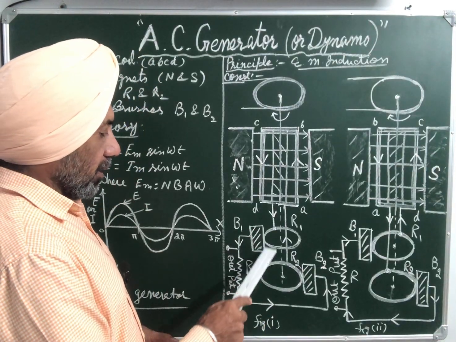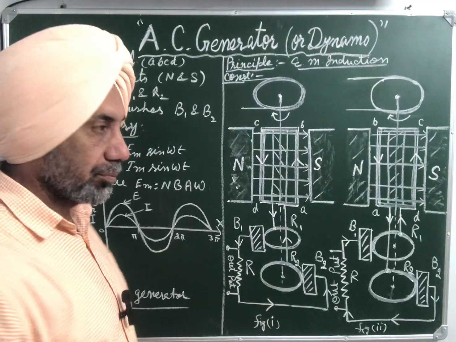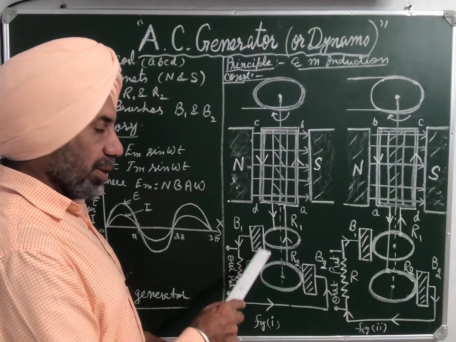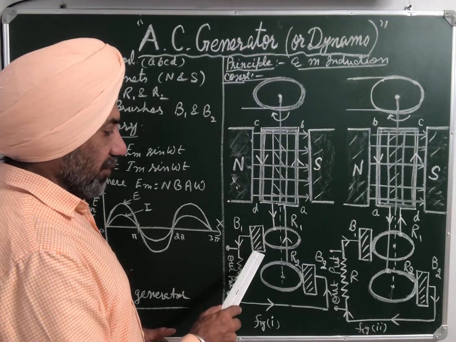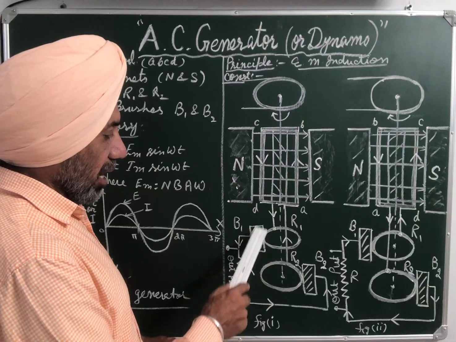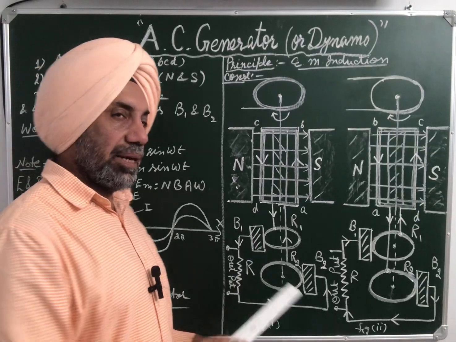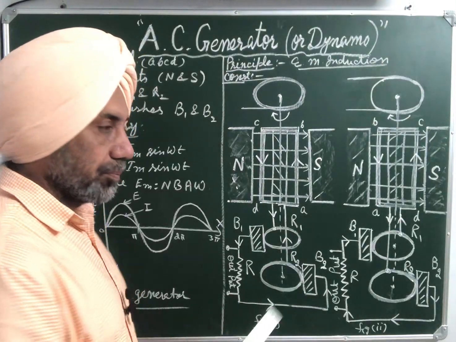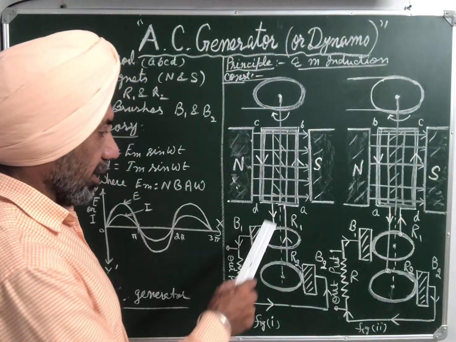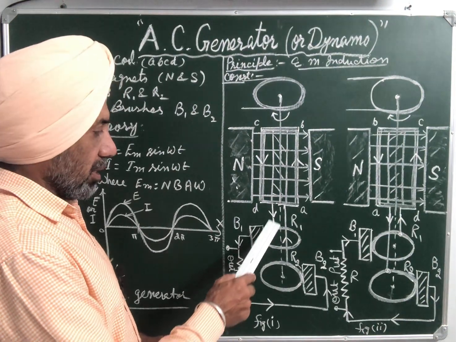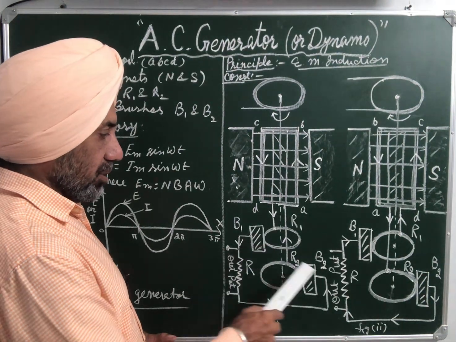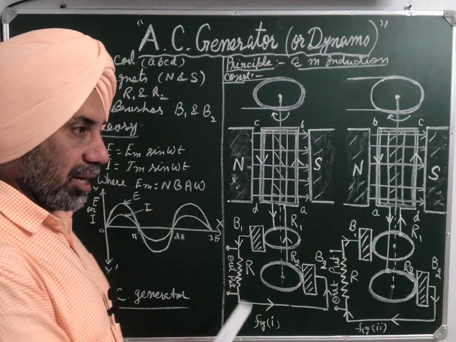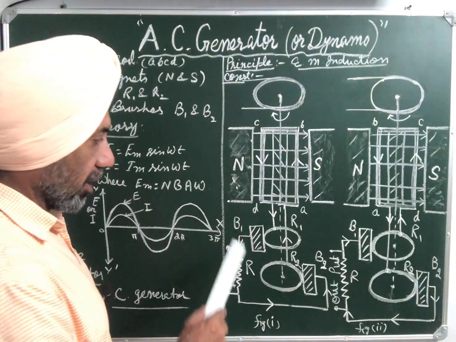Number 3, brushes B1, B2. These brushes are carbon brushes which remain fixed, and they always remain in touch with the rings R1 and R2. They provide alternating current to the output circuit, external circuit, that is load resistance R.